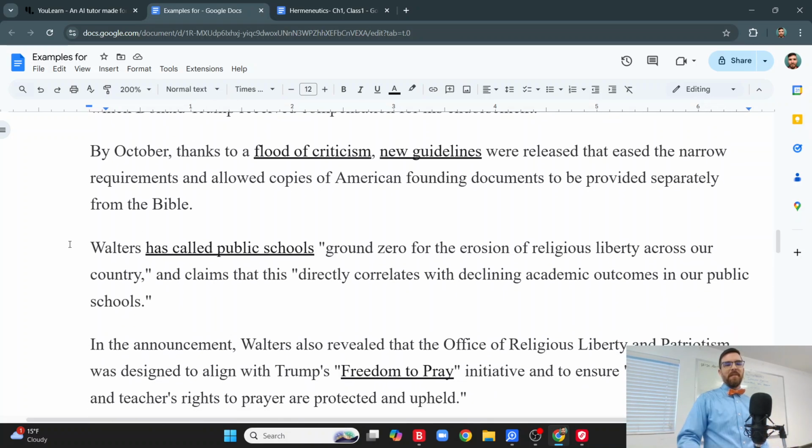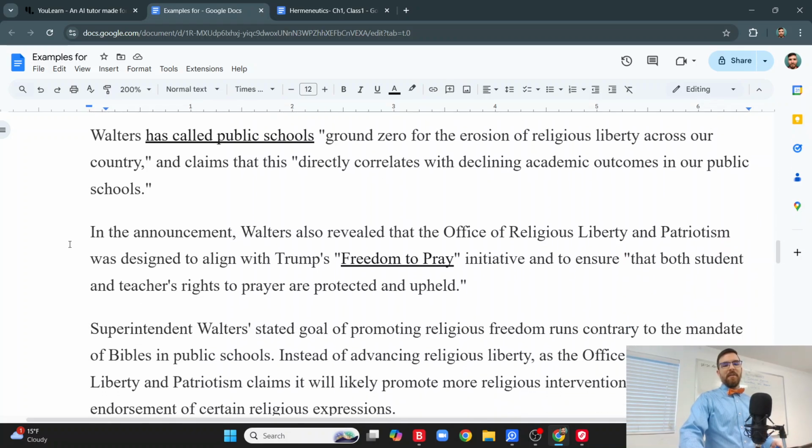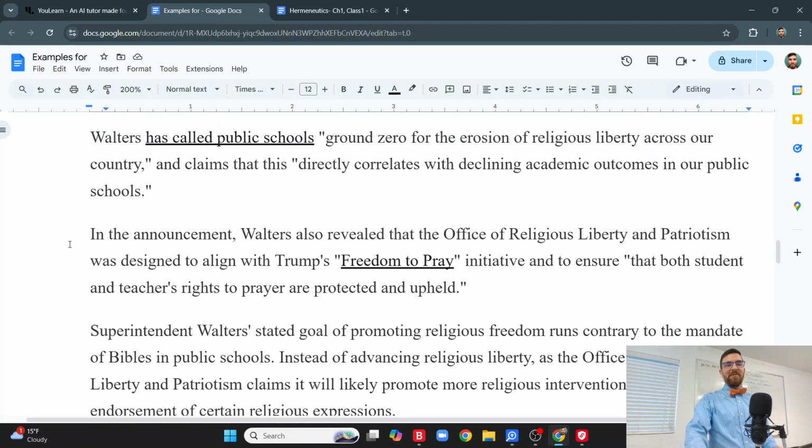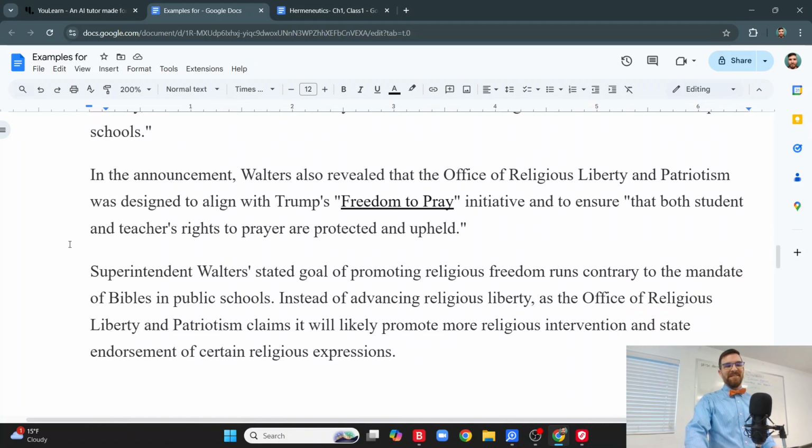By October, thanks to a flood of criticism, new guidelines were released that eased the narrow requirements and allowed copies of American founding documents to be provided separately from the Bible. Walters had called public schools ground zero for the erosion of religious liberty across our country, and claims that this directly correlates with the declining academic outcomes of our public schools. Notice, no commentary on those quotes.